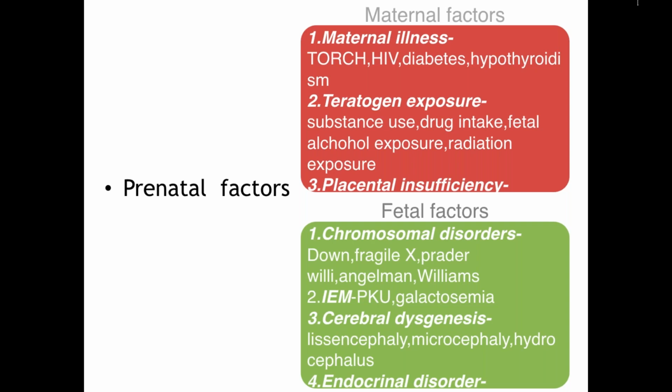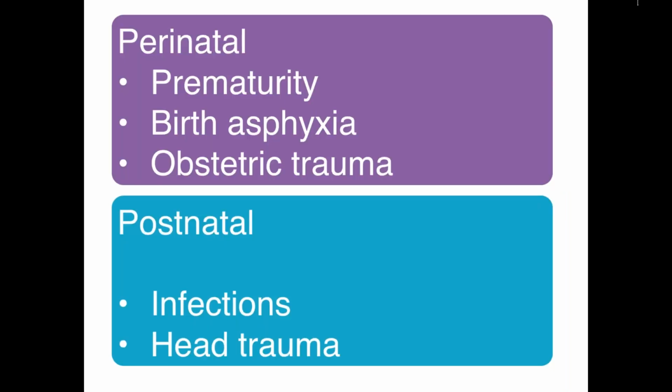Then inborn errors of metabolism like PKU or galactosemia. Disorders like microcephaly or hydrocephalus can also lead to GDD or ID, and endocrine disorders. Perinatal factors are again similar to CP: prematurity, birth asphyxia, obstetric trauma, and postnatally infections as well as head injury.